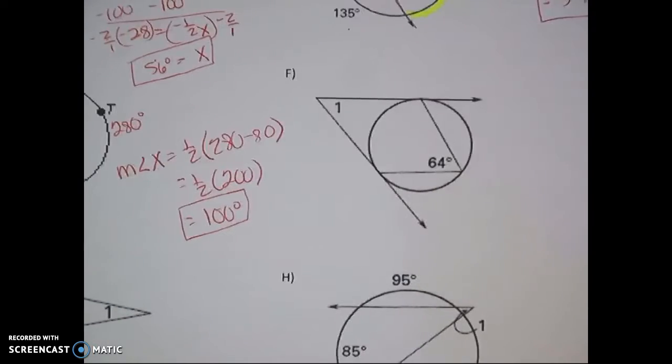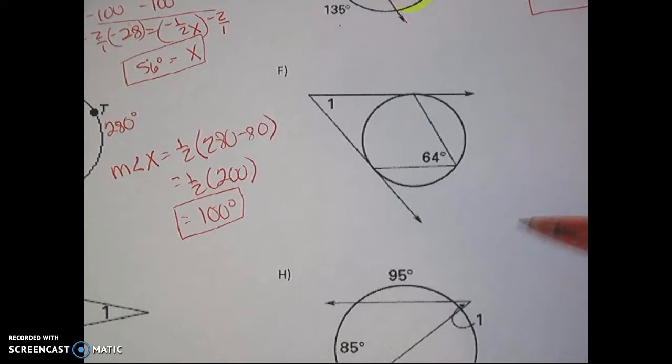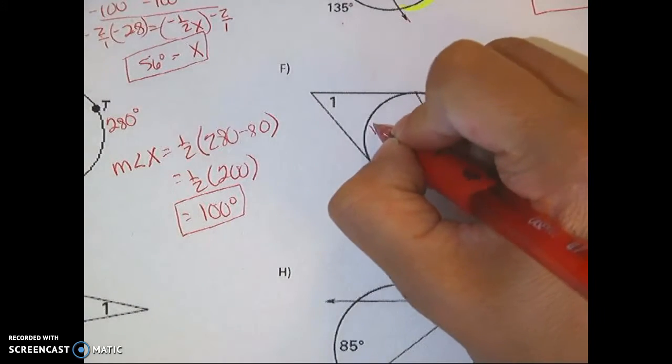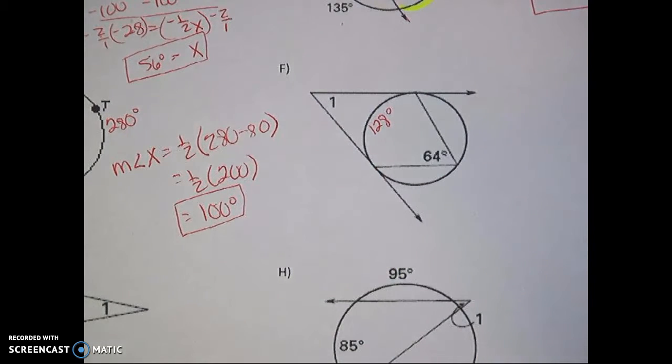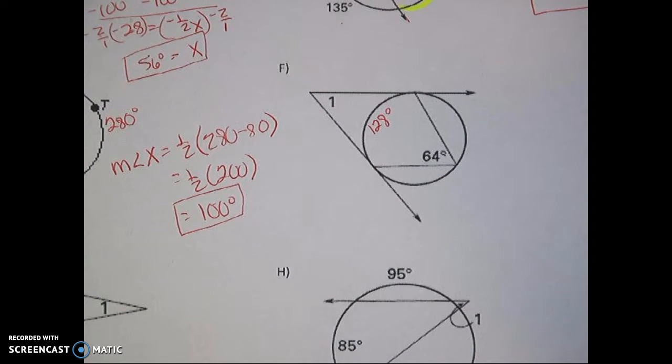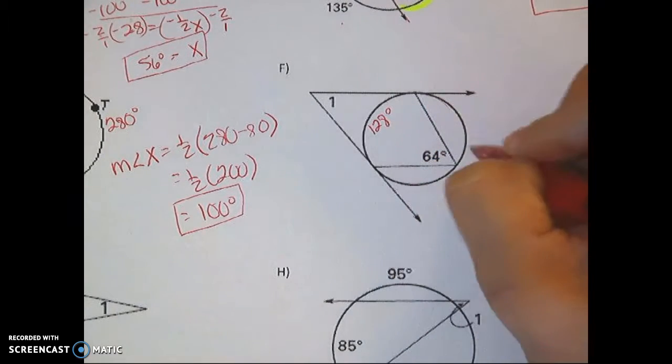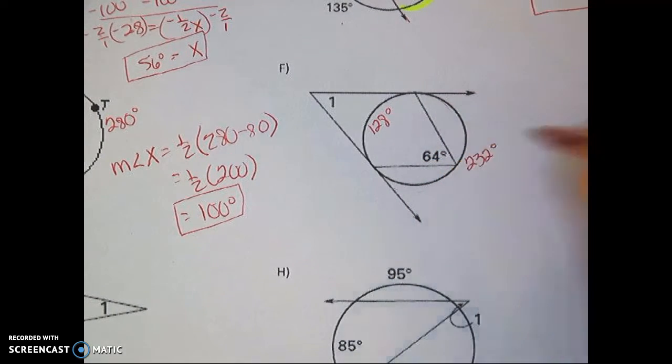On part F, I have this inscribed angle. Remember, to get from an inscribed angle to the arc measure, we multiply it by 2. So that arc length is 128. That's what we did last class. The other arc I'm going to subtract from 360 to get the other piece of this circle, which is 232. 360 minus 128 is 232. Those are the two arcs that I need.